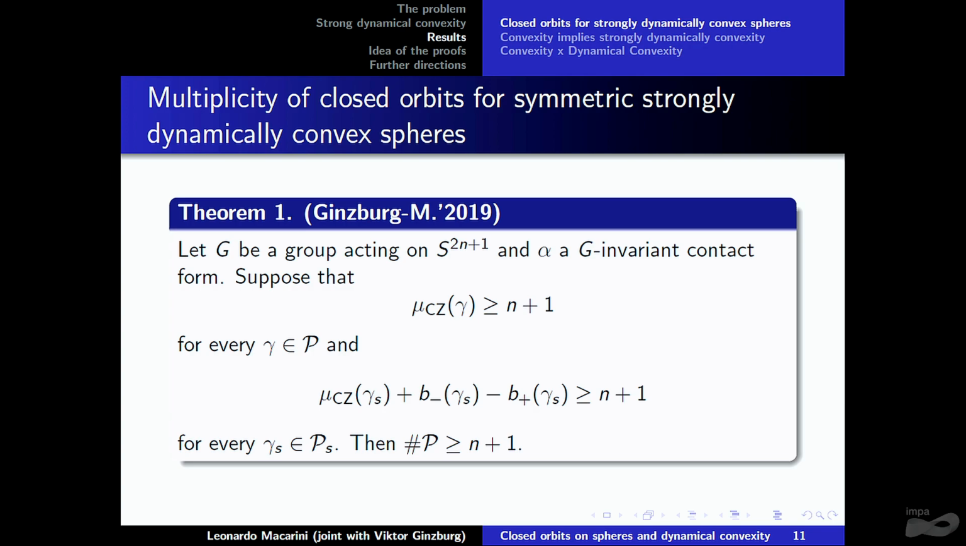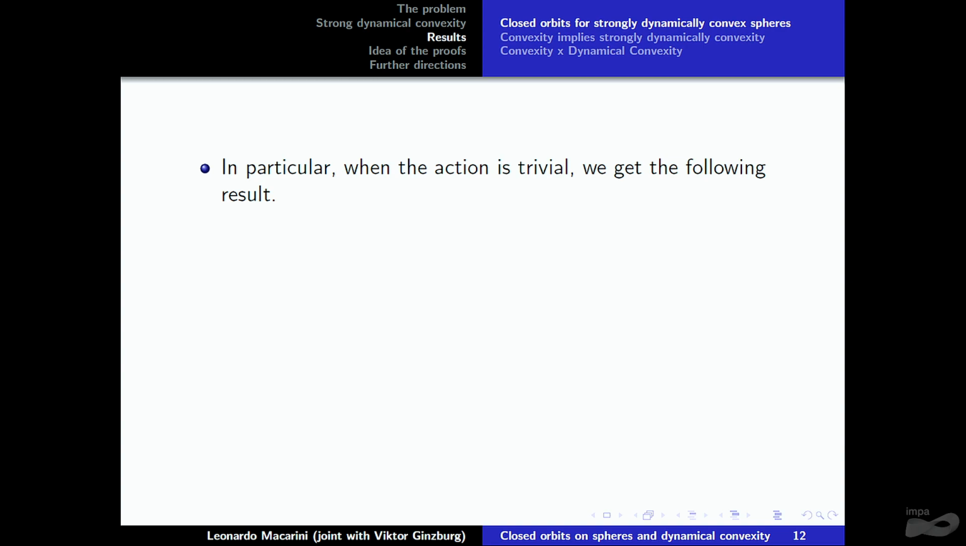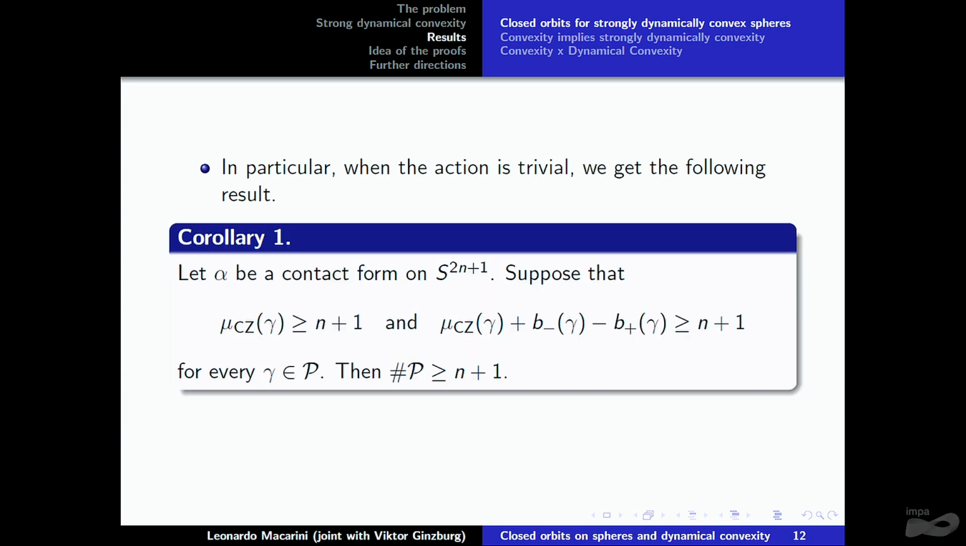Now notice that the group is any group, and you take any action. So in particular, you can take the trivial action, of course. But the point is that when you have the trivial action, then every closed orbit is symmetric. So then you need this condition for every closed orbit. But then you have this corollary: under this condition for every closed orbit, because when the action is trivial every closed orbit is symmetric, the conjecture is true. You have at least n plus 1 simple periodic orbits.